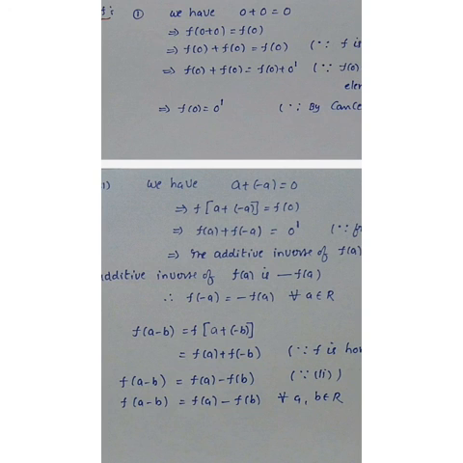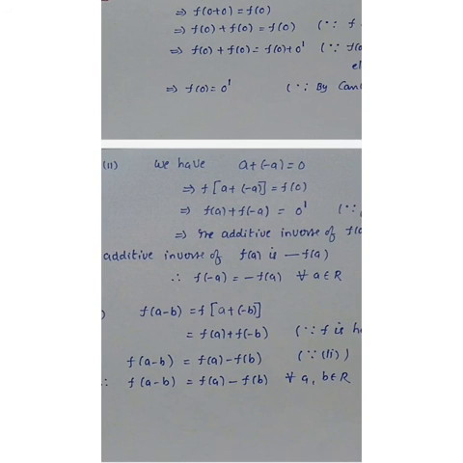So the second part is over. What is the second part? f of minus a equal to minus f of a for all a belongs to R. For all a belongs to R means if you take f of minus b, we get f of minus b equal to minus f of b. So this is true for all a, and in the place of a you can take b or c.